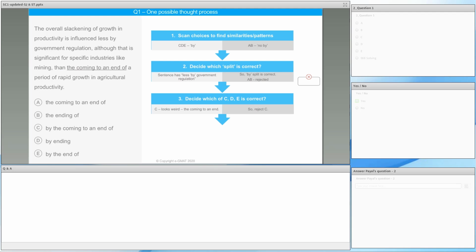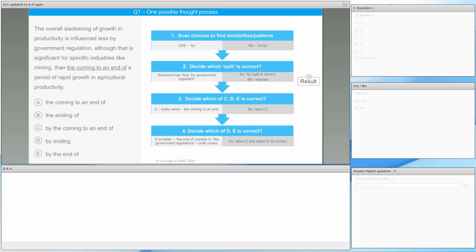And then I go down to my next 3 choices, and I see C, D, and E all have by. Then I look at C, and I read that through, and I see by the coming to an end of, and that seems really strange and awkward, super lengthy, not necessarily smooth, not the most concise way of saying things. So I reject choice C, and then I'm down to D and E, and E looks pretty concise. It has by the end of, which is parallel to less by.